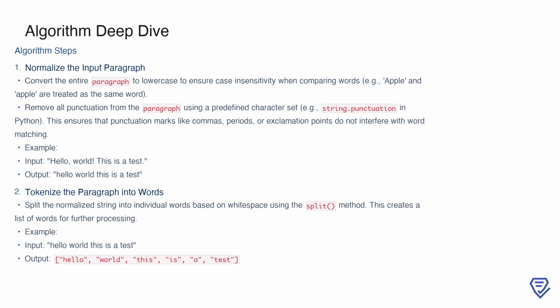After normalization, we tokenize the paragraph by splitting it into individual words. This is done using the split method, which separates the string by whitespace and produces a list of words. For instance, the normalized string "hello world this is a test" would be split into the list hello, world, this, is, a, test, making it ready for further processing.